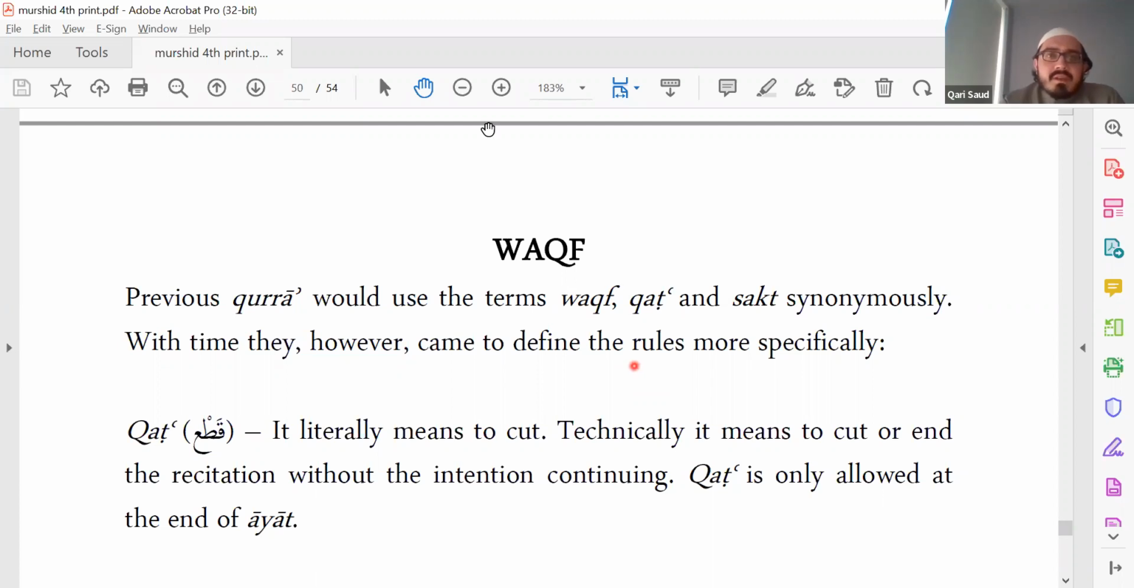It's just a different way of defining things, because how can you define a mad? You can't say it's seconds, right? That's why they use the haraka system or the alif system. Doesn't matter.